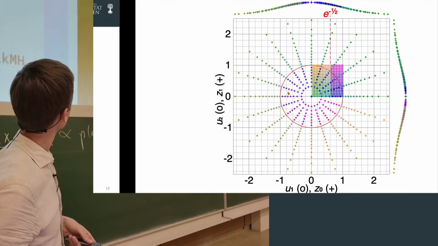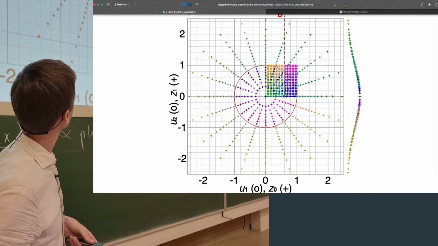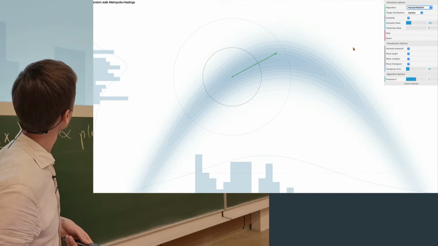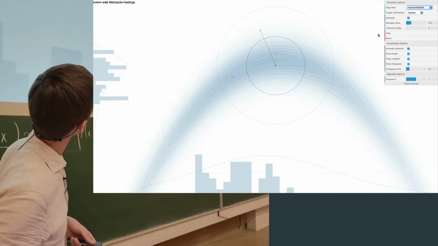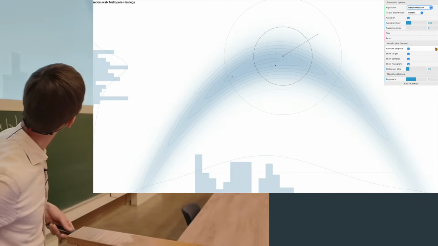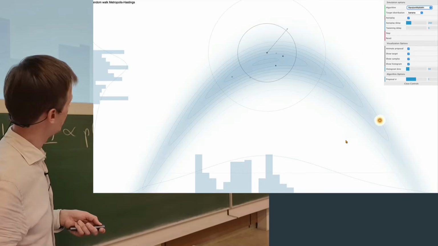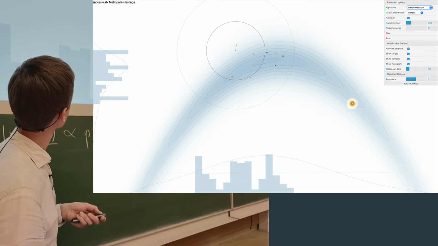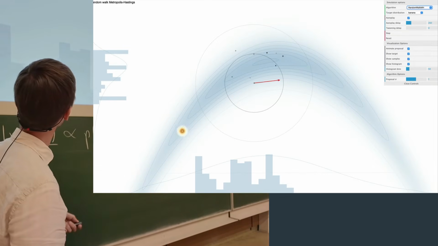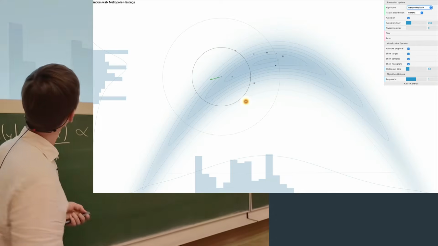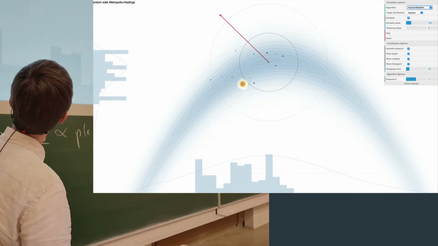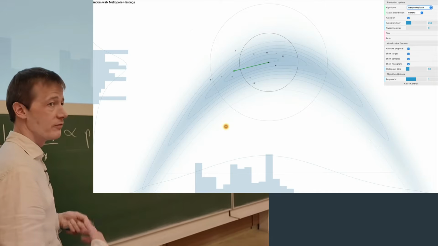Because it's a great way, it's much better than any plot that I could possibly make. Here is this algorithm running, random walk Metropolis-Hastings. And what you see in the background, I recommend playing with this cool tool, it's very nice, is a probability distribution that we'd like to sample from. The black dots are samples. And what you see here is the Markov chain moving.